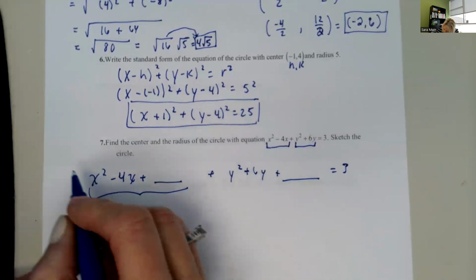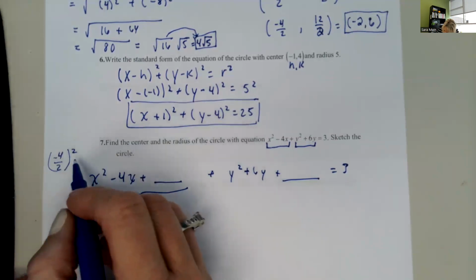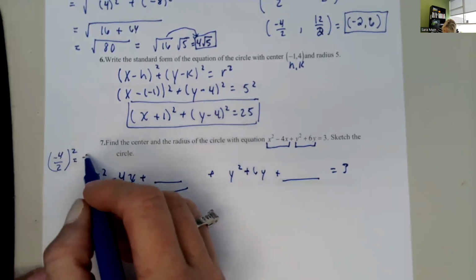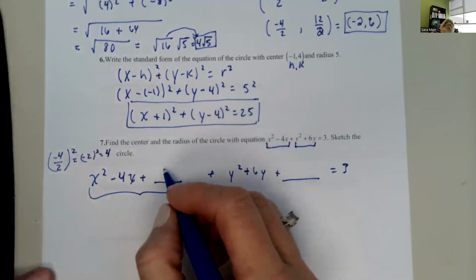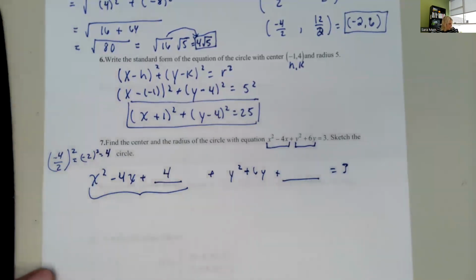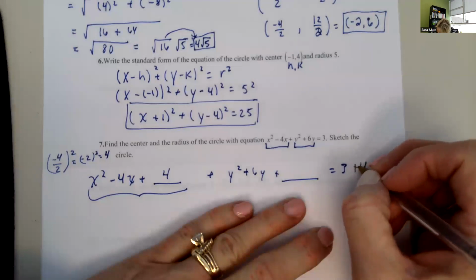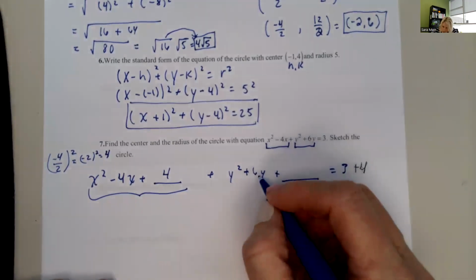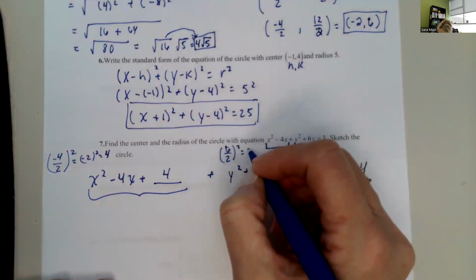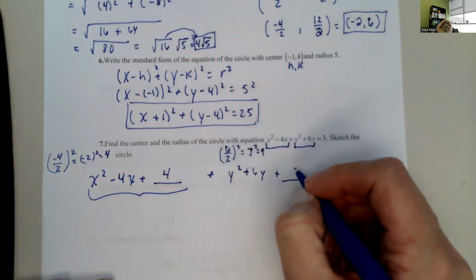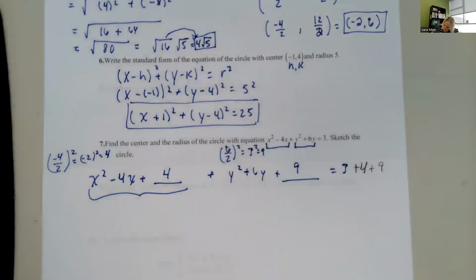So remember, to complete the square, we're going to take negative 4 and divide it by 2 and square it. So that would be negative 2 squared, or 4. So we're going to add 4 here. So that means we have to add 4 on the right. And then we're going to do the same over here. We're going to take 6 divided by 2 and square that. So that will be 3 squared is 9. So we're adding 9. So that means I have to add 9 as well.